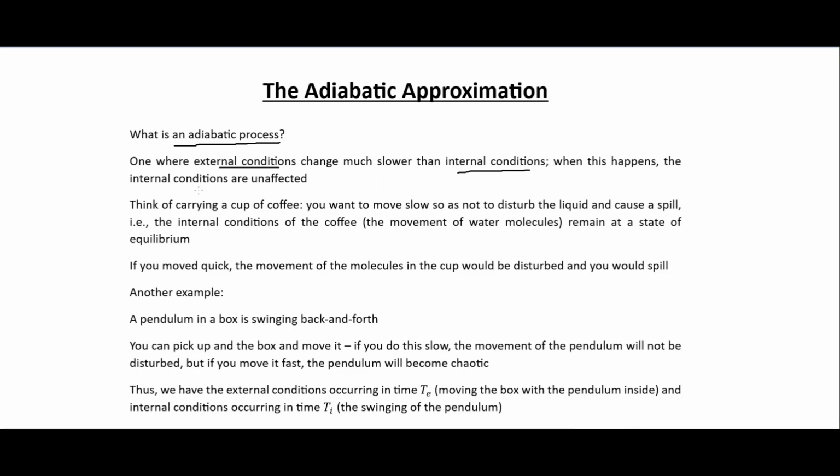And so when this happens, the internal conditions are unaffected, or at least unaffected enough that we can just call it unaffected. So kind of an everyday example: think of carrying a cup of coffee. You want to move slow so that you don't disturb the liquid and cause a spill. So you want the internal conditions of the coffee, the random movement of the water molecules in your liquid, to remain at a state of equilibrium. But if you move quick, the movement of the molecules in the cup would be disturbed and you would cause a spill. So you want to move it adiabatically.